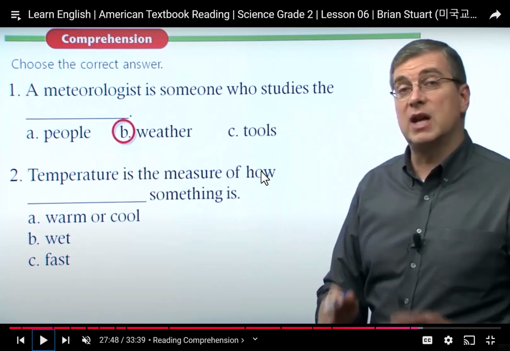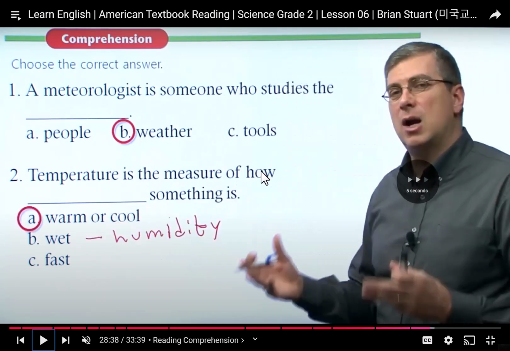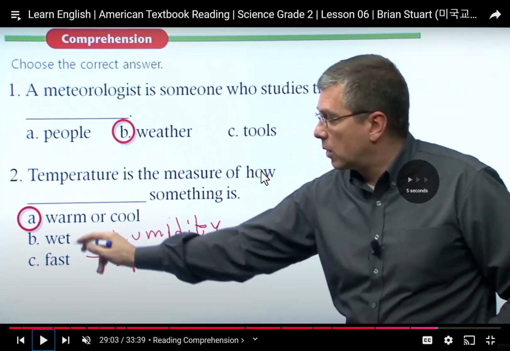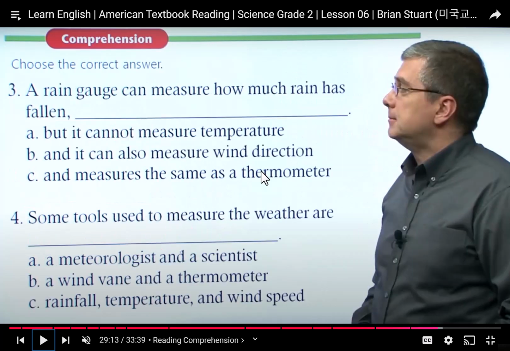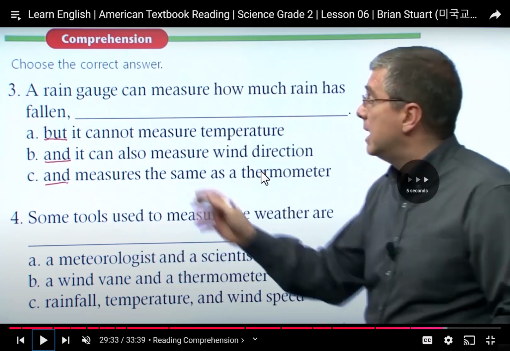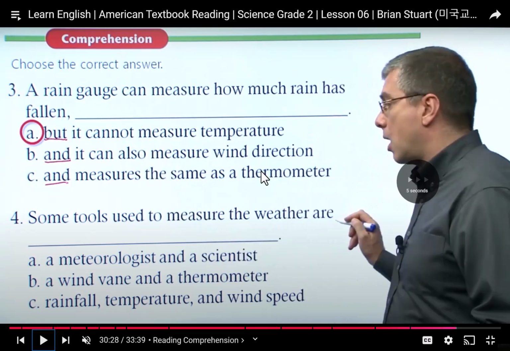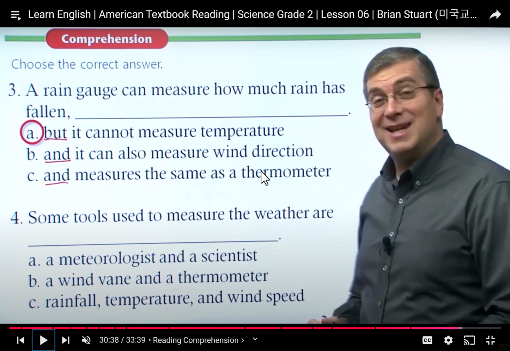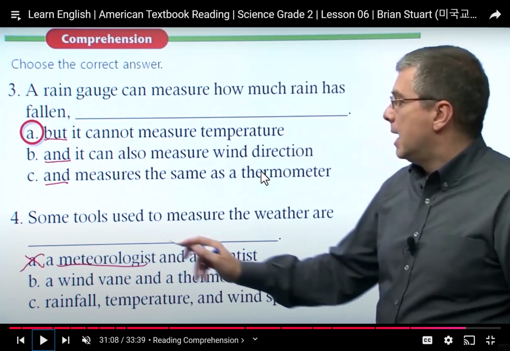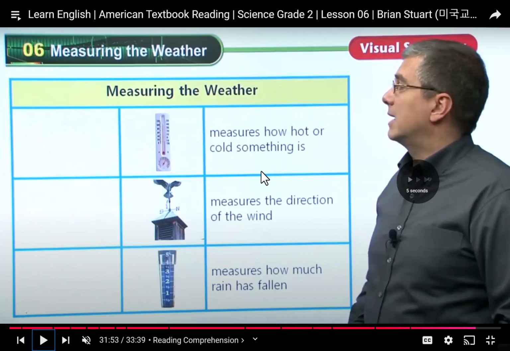One, a meteorologist is someone who studies the weather. Two, temperature is the measure of how warm or cool. Three, a rain gauge can measure how much rain has fallen, but it cannot measure the temperature. Four, tools. Some tools used to measure the weather are a wind vane and a thermometer.